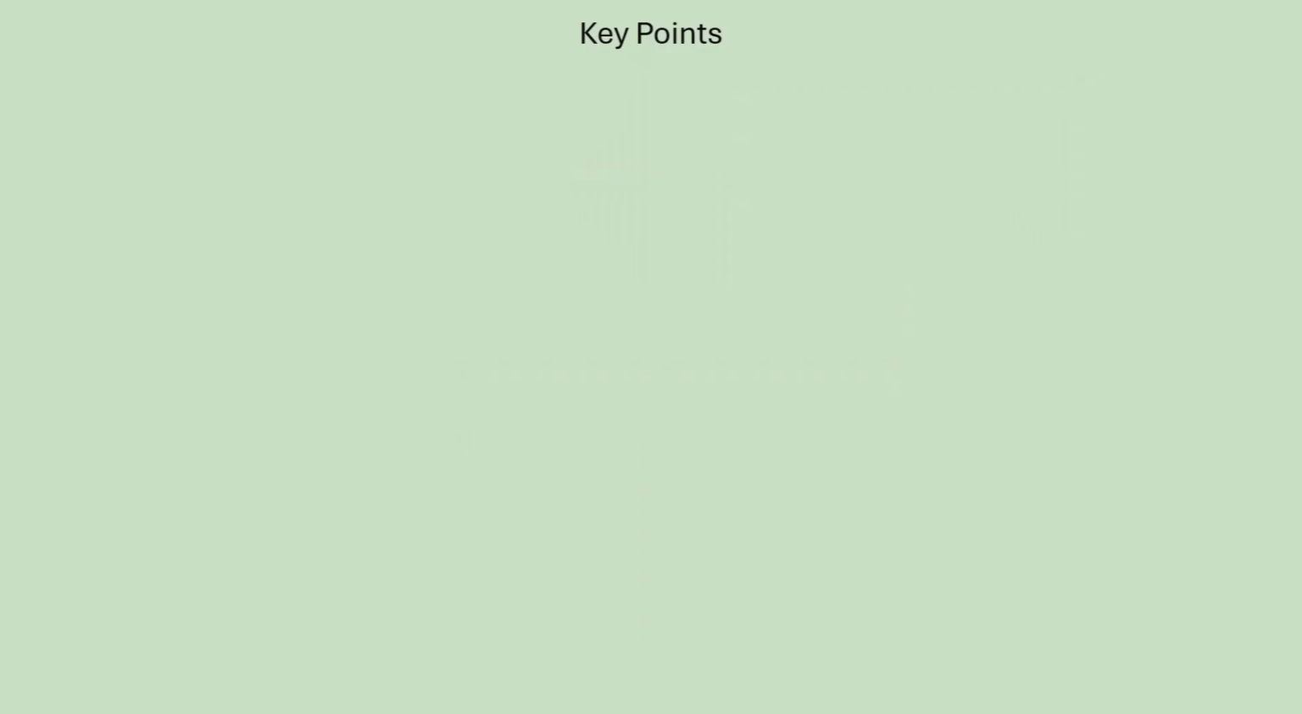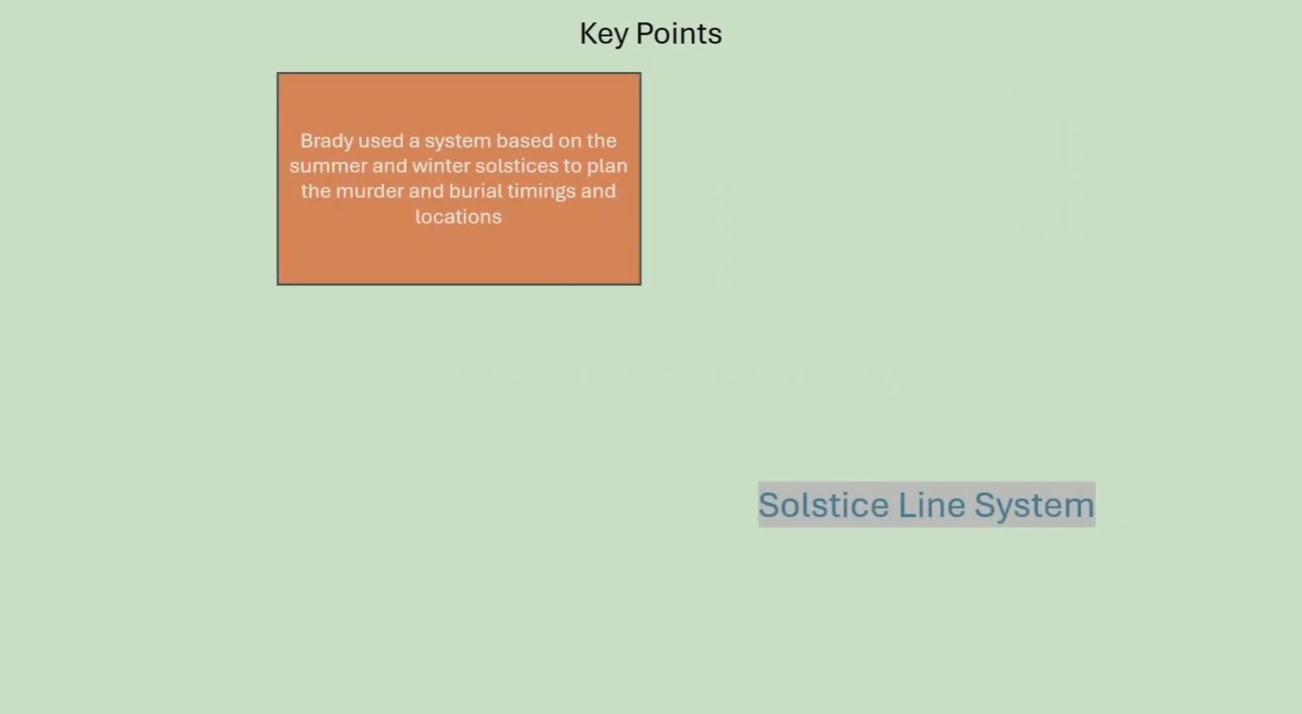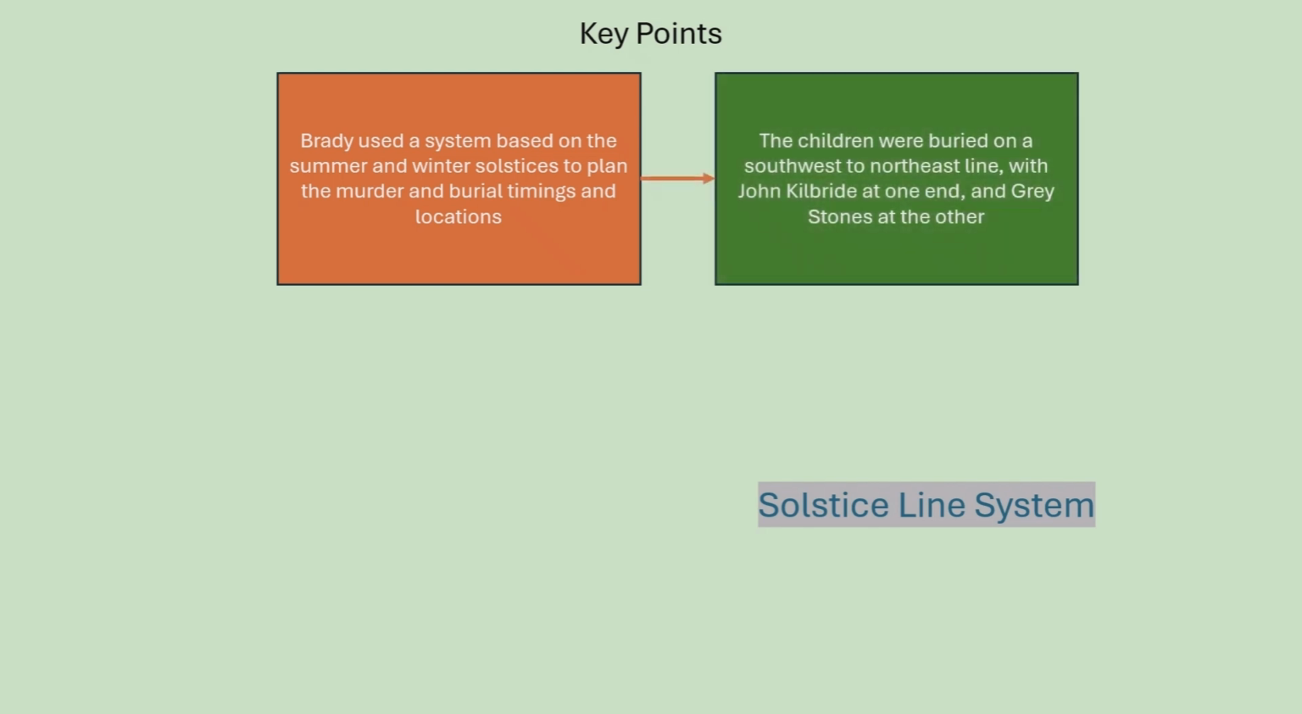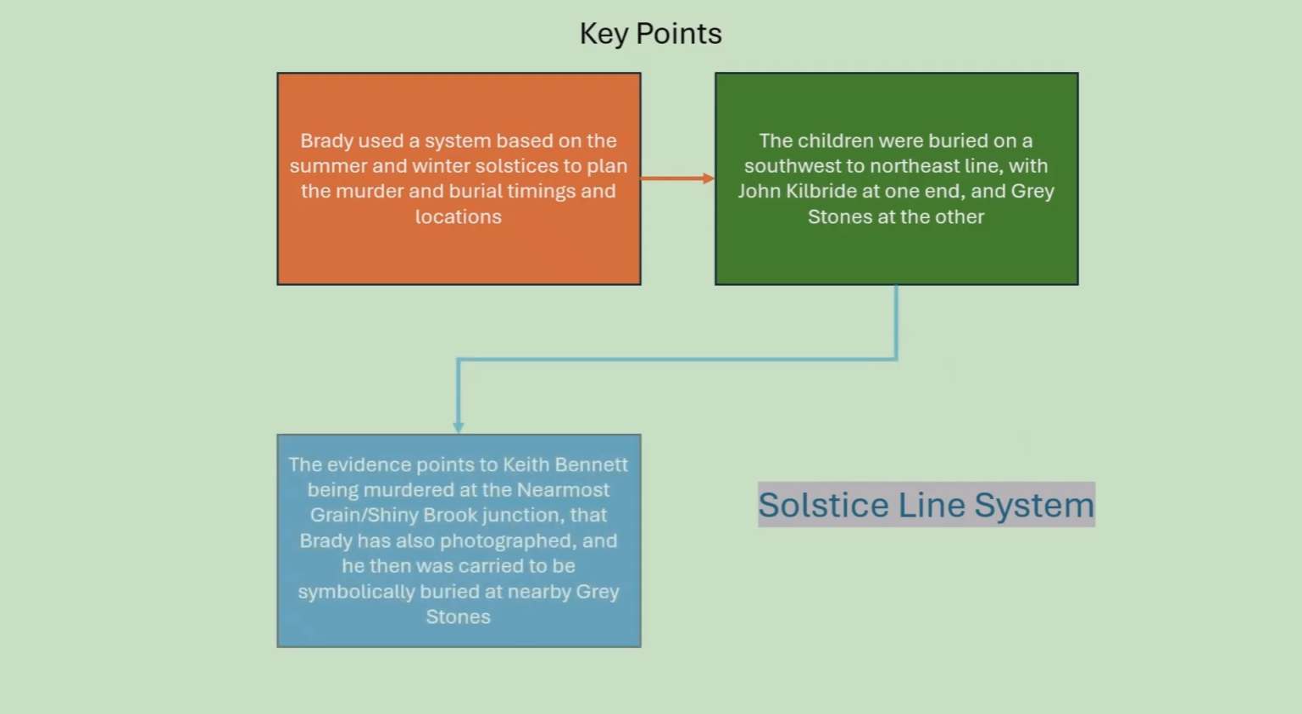So I believe the evidence points to Brady using a system based on the summer and winter solstices to plan the murder and burial timings and locations. The children were buried on a southwest to northeast line, with John Kilbride at one end and gravestones at the other. The evidence points to Keith Bennett being murdered at the Nearmost Grain Shiny Brook junction that Brady has also photographed, and he was then carried to be symbolically buried at nearby gravestones.